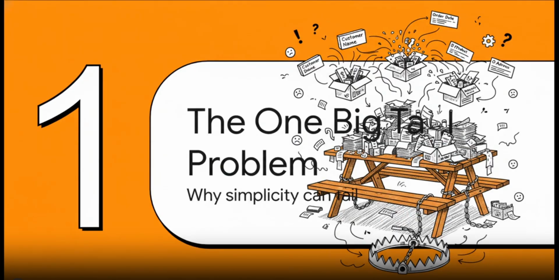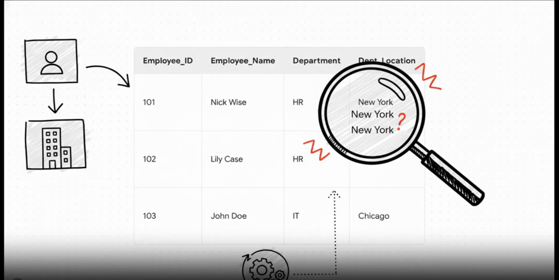First up, let's talk about the one big table approach. I mean, on the surface, it seems like the easiest way to do things, right? Just dump everything in one place. But this simple choice is actually a trap, just waiting to spring. So imagine we've got this table to keep track of our employees and their departments. Pretty standard stuff: ID, name, department, and where that department is located.